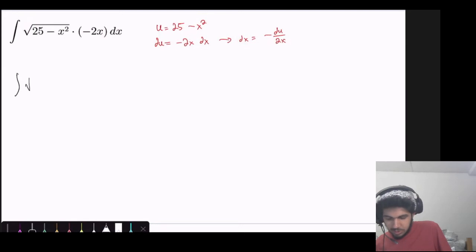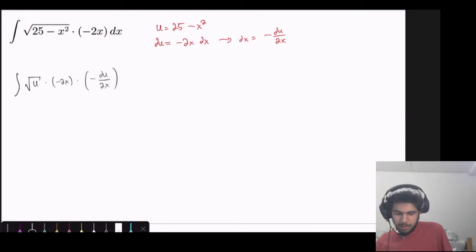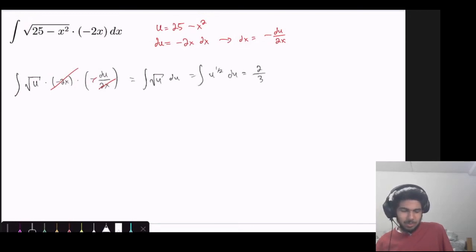The integral of the square root of u times negative 2x times negative du over 2x. So this negative 2x and this negative 2x will cancel, and then we're left with the integral of the square root of u du. That's the integral of u to the 1/2 du. We just did this: 2/3 u to the 3/2 plus c. Do your substitution: 2/3 times 25 minus x squared to the 3/2 plus c.